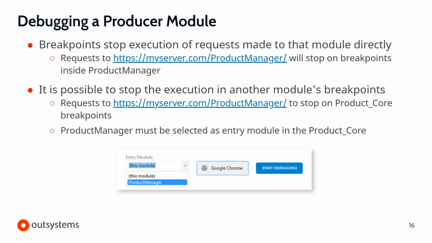Going back to the example of the Product Manager module, let's consider that there is an action being used from a Product Core module, which also has active breakpoints. When debugging the Product Manager module, to make sure that the execution stops on breakpoints in the Product Core module, the Product Core needs to have the Product Manager defined as Entry module, as we can see in the example. Whenever this happens, the Producer module needs to have the Consumer as Entry module to make sure that every request in the Consumer stops in the Producer module breakpoints.